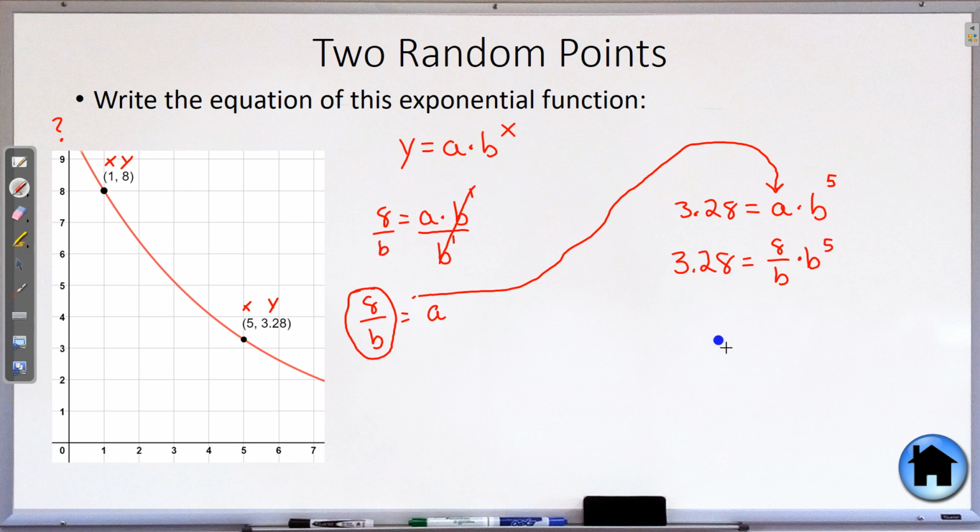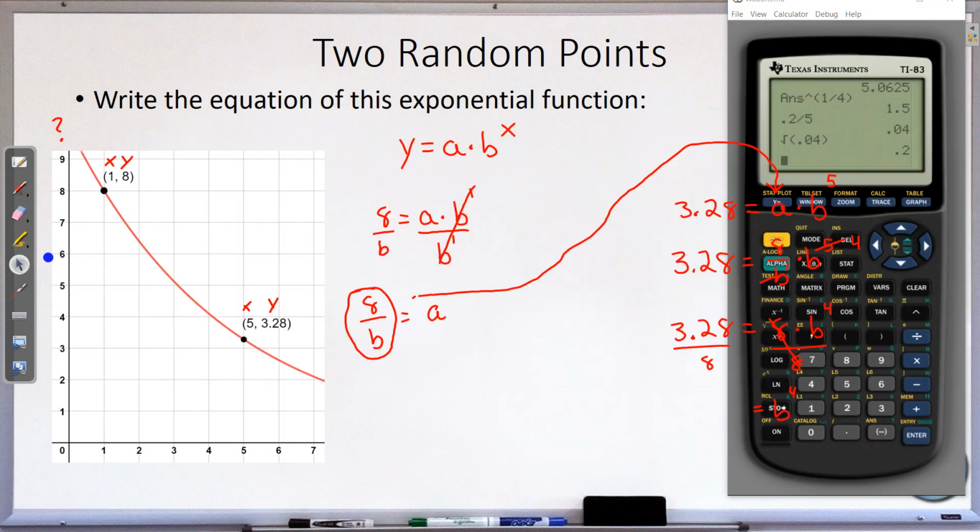As you can see, I only have one letter, b, in this equation, and I can simplify these. These cancel out a little bit. So I've got 5 on the top and 1 on the bottom. That means I have 4 left over. So we've got 3.28 is equal to 8 times b to the 4th. Solve for b, divide by 8, divide by 8. So I'll do this pretty quickly here. I do need my calculator though to help me out with that.